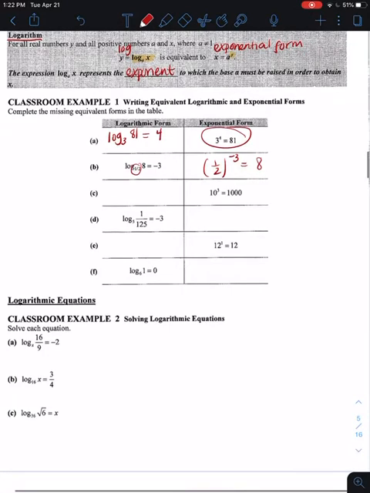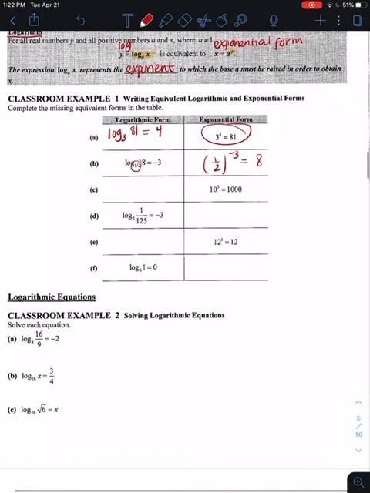Looking at part C, exponential form 10 to the 3rd power equals 1,000. The base is 10. The exponent is 3. So over here, I'm going to write log. The base would be 10. Over here, the exponent is 3. And the number that I haven't used is 1,000. So that's the equivalent form: log base 10 of 1,000 equals 3.